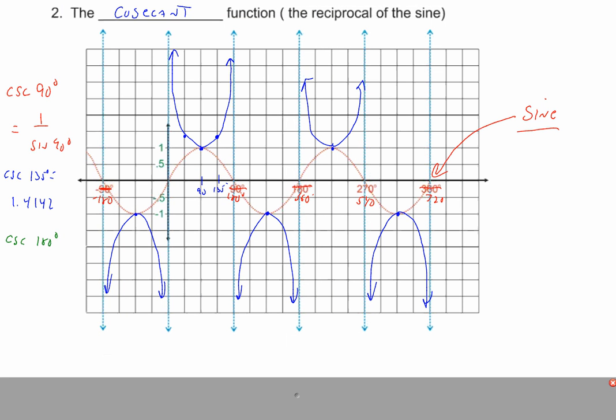Okay? Luke? If the B is like 2, is there going to be 2 of those in 180 degrees? Yes.